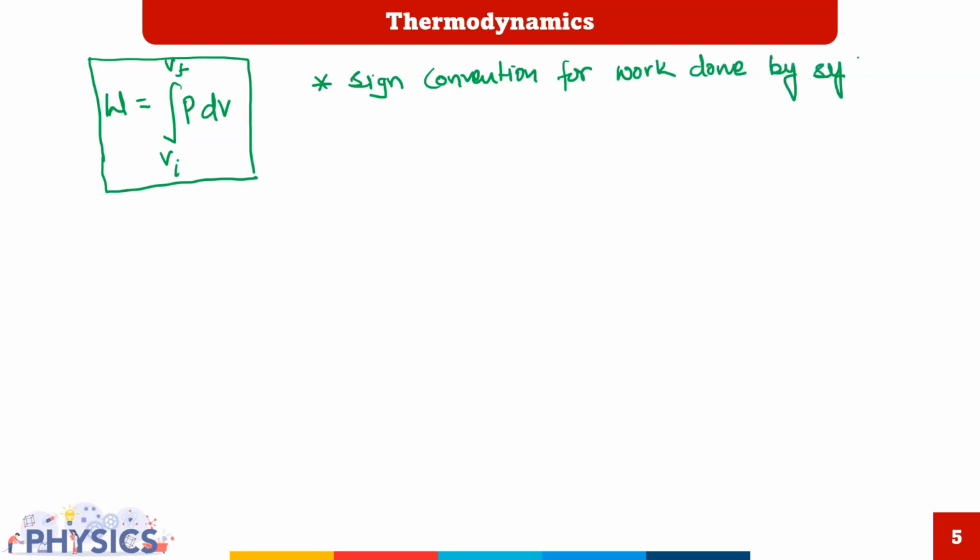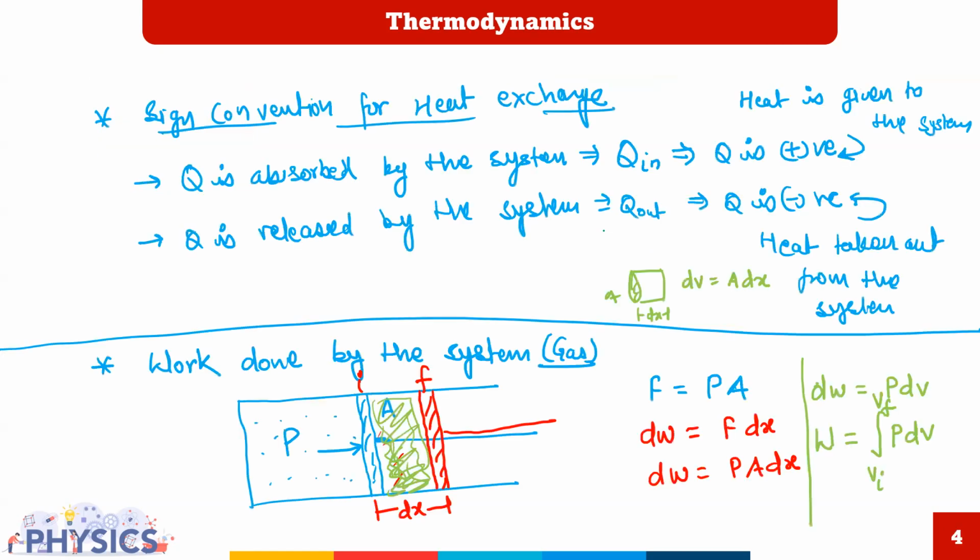So remember, here I am writing the sign convention for work done by the system, which means I am interested in work done by the gas. In physics, you want to find out the work done by the gas. In chemistry, you want to find out the work done by the surrounding. So here we are writing the sign convention for work done by the system. The important point is it is work done by the system. Now, what is the work done by the system?